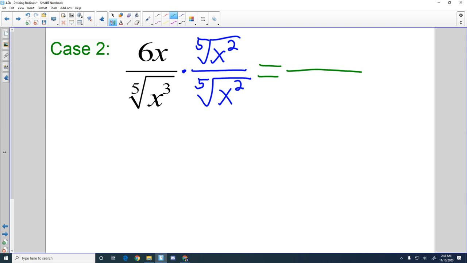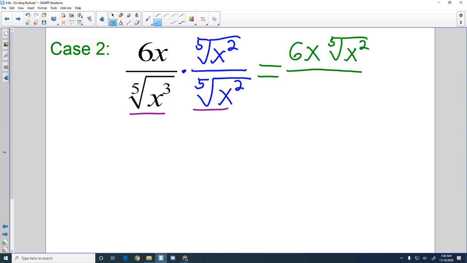Now, in the numerator, for a fraction, you just multiply across the top. There's nothing you really do here. You just push those two things together. So I've got a 6x times a 5th root of x squared. Right? There's no actual calculation you have to do there. That's the nice and easy part. But here's where we see the magic happen.